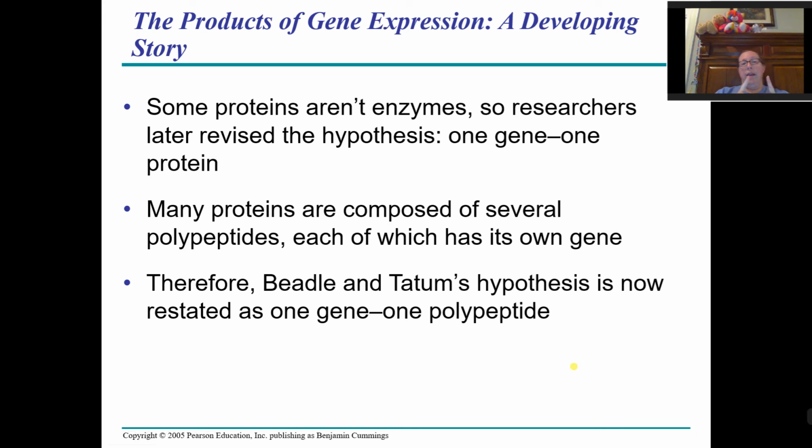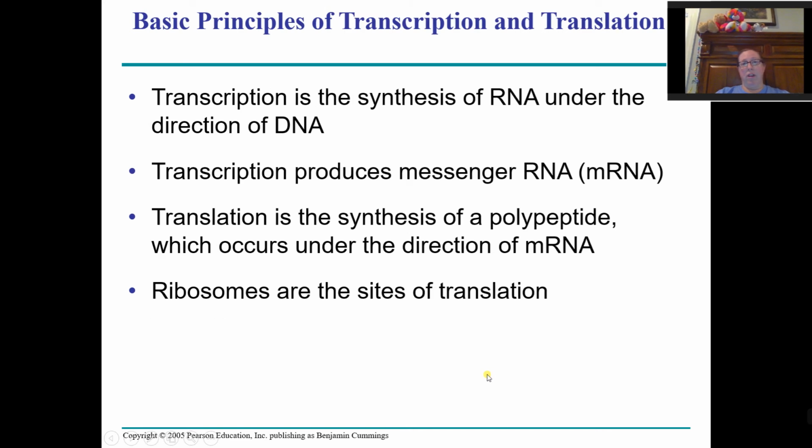All right. So all enzymes are proteins, but not all proteins are enzymes. That's a mouthful. And you know that because of chapter 4, when you study macromolecules, you saw how many different things are proteins. So they later revised the hypothesis and made it one gene, one protein versus one gene, one enzyme. Because we know that proteins have several polypeptides in them, and each one of those has its own DNA sequence.